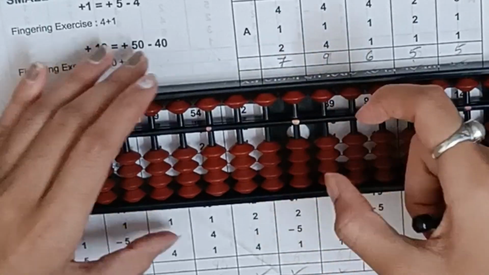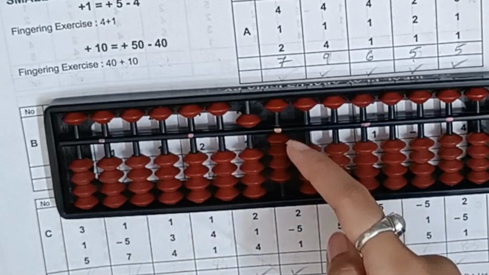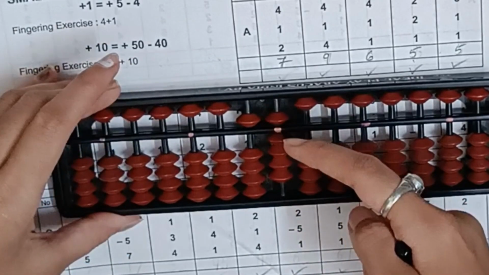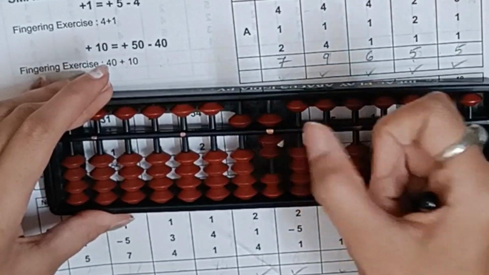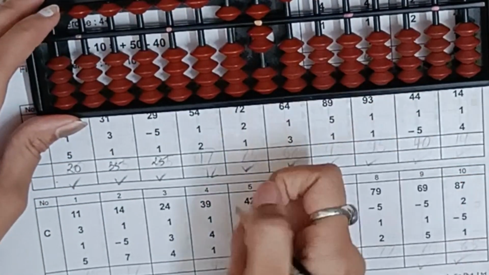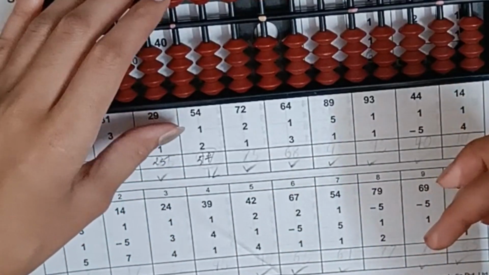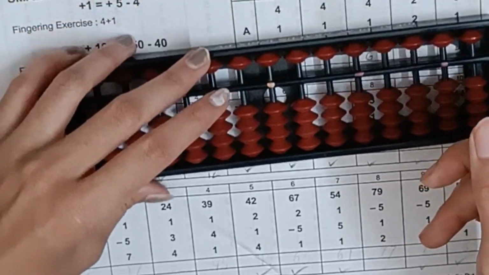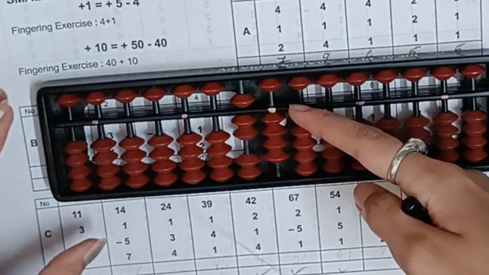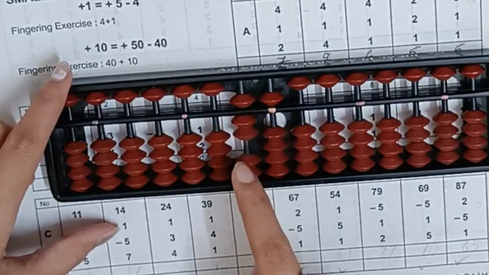Next question is 54, 1 and 2. 54, 1. Since 5 is free, you will use small friend formula, which is add 5 less 4. So add 5 less 4 and then 2. Answer is 57. Next question. 72, 2 and 1. For 1, 5 is free, so you will use small friend formula, which is add 5 less 4. So answer is 75.